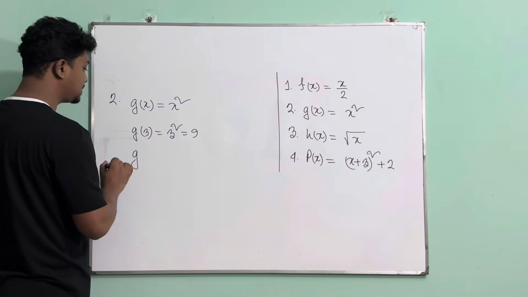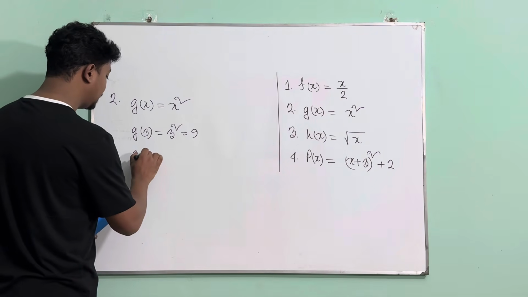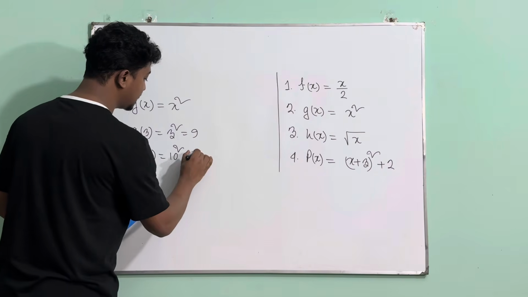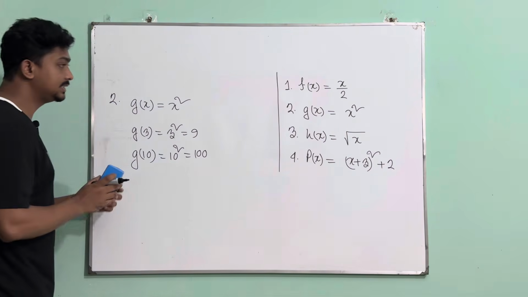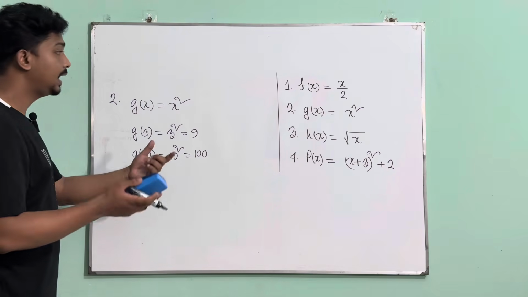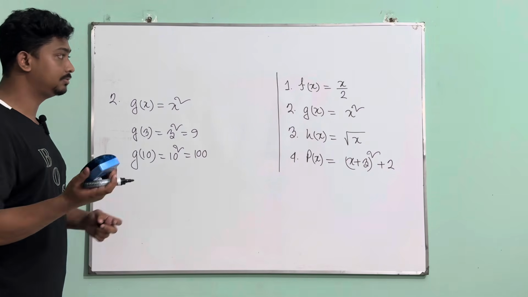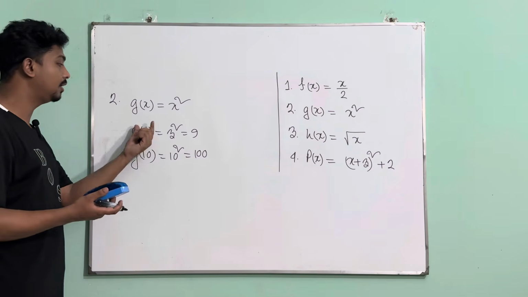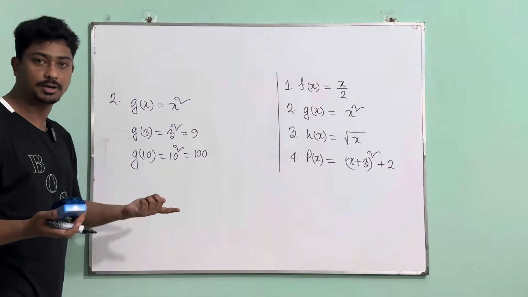Let's say we have 10. g of 10 is going to simply square 10 and give us an output of 100. This is how the second function works, and this is how we can just put values and find different numbers. In your exam, the question could be, if the function is given, find g of 5. You just put the value in there and the function will calculate it for you, right?